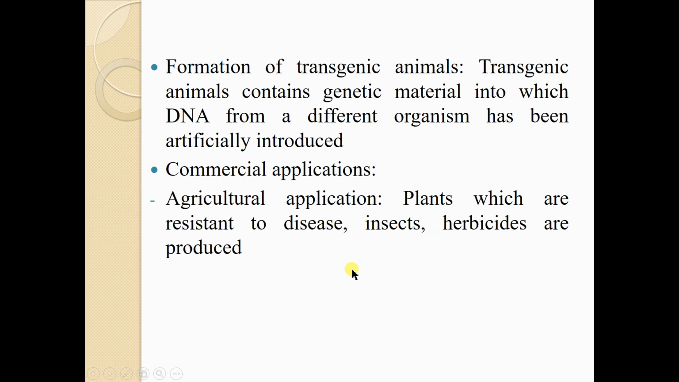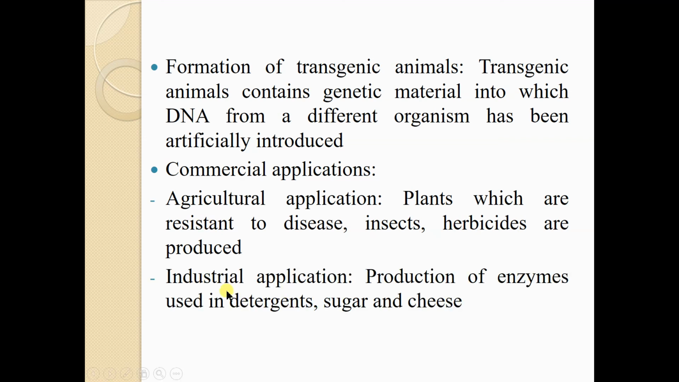Then there are certain commercial applications in which recombinant DNA technology is also helpful, like agriculture. In agriculture, we have heard that different hybrid plants are now synthesized, which give crops of bigger size or crops which are resistant to certain insects, herbicides, or diseases. So these plants which are resistant to disease, insects and herbicides are also produced by this recombinant DNA technology.